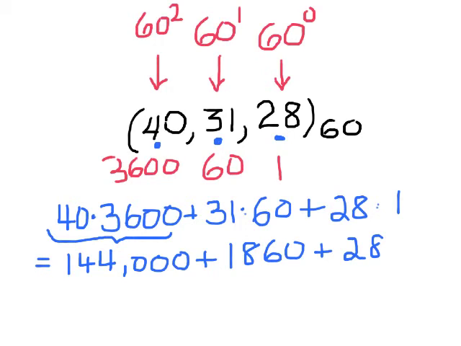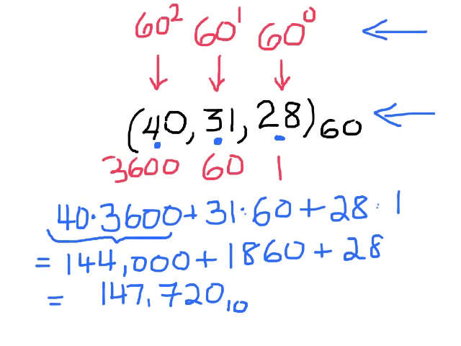And when we add all of these together, we get 147,720, and this is in base 10 because in this process we have converted the base 60 number here into base 10 numbers that we're more familiar with. So that's an example of how you convert from base 60 into base 10.